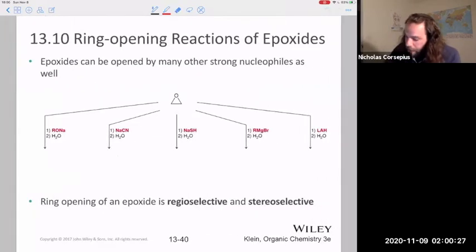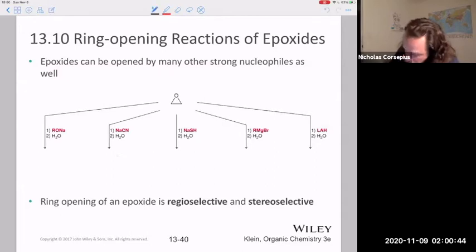All right, so this can happen. In the previous slide, we did it with the hydroxide acting as the nucleophile. This could be any generic nucleophile, as long as it's one of those strong nucleophiles, going back to that first page. Any of those will react with an epoxide.